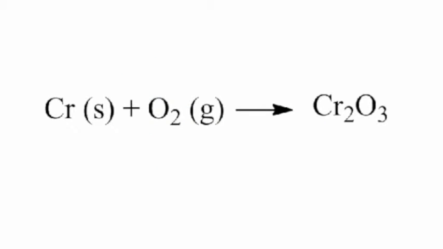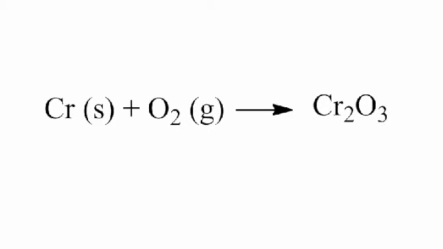Today, approximately 75% of chromium is used to make metal alloys. Chromium reacts with oxygen to form chromium oxide, as seen in this unbalanced equation, and chromium oxide is often used to plate other metals to protect them from rusting.